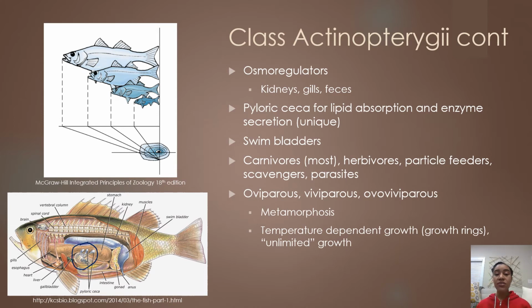And then rayfin fish exhibit a lot of different feeding habits. The vast majority of them are carnivores. However, some are herbivores, particle feeders, scavengers, or even parasites. And this diversity of feeding mechanism is also one of the major reasons why they're able to inhabit a variety of habitats. They can occupy a variety of niches in each habitat that they encounter or they colonize.